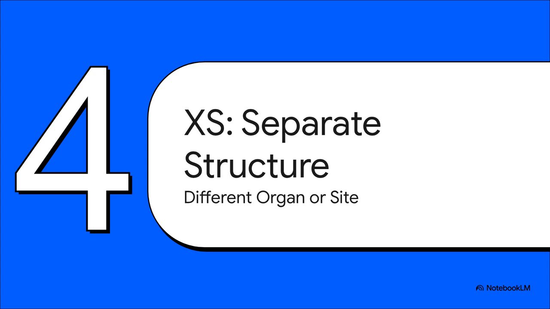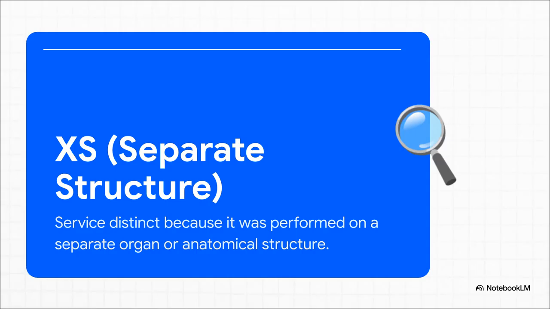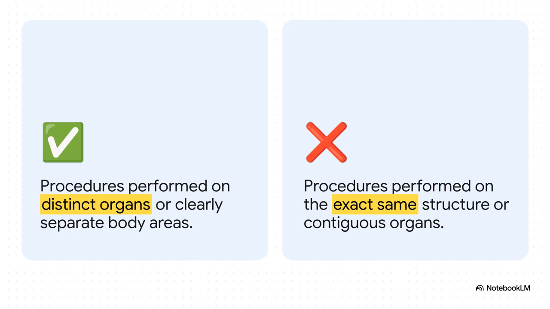XS, the separate structure. XS stands for separate structure. This is all about anatomy. You use this to tell the payer, hey, this service is distinct because it was performed on a totally separate organ or anatomical structure. Do use XS for clearly separate body areas or distinct organs. Don't use it for contiguous organs. And listen closely to this. If you just use a different surgical approach on the exact same structure, yeah, that doesn't count for XS.